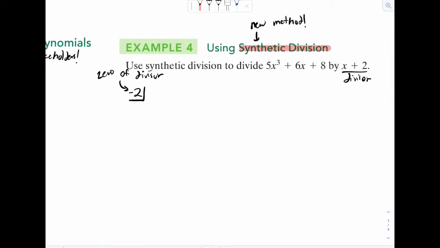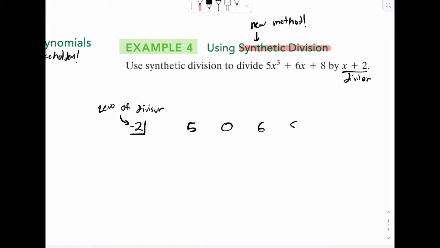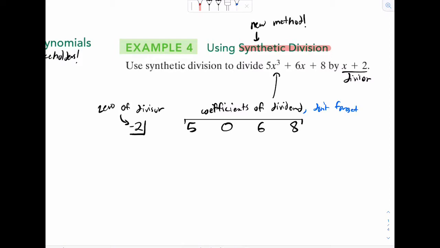Now we're going to write the coefficients of this thing right here. So I'm going to write 5, 0, 6, and 8. So again, notice right here, these are the coefficients of this dividend. And also put a note, don't forget your placeholders. That's referring to this 0 for the 0x squared.